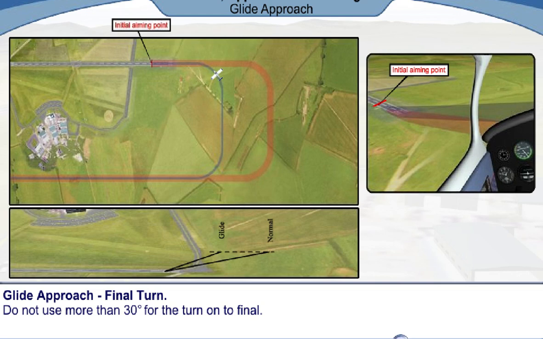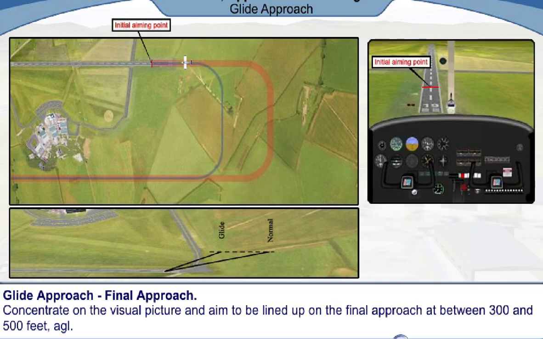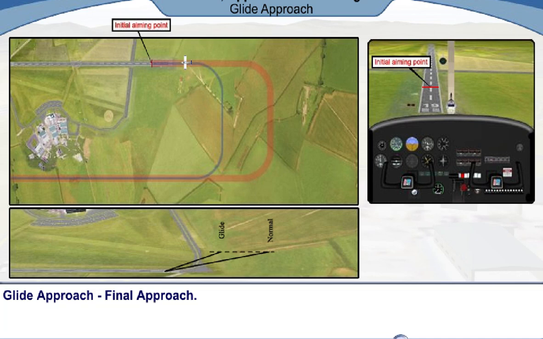You should not use more than 30 degrees of bank for the turn from base leg to finals. If you've closed the throttle in the correct place, you should be lined up on the final approach at between 300 and 500 feet AGL, depending on wind conditions. There are several considerations you must bear in mind on the final approach.